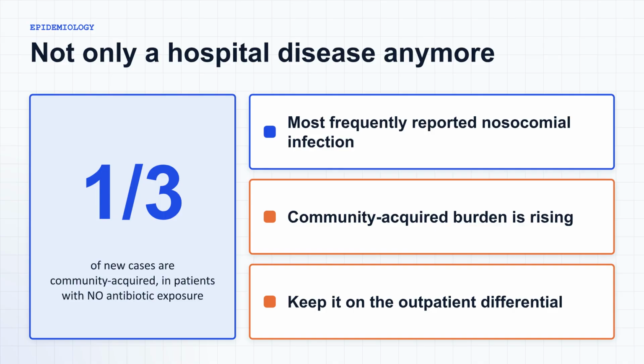Practically, that means an outpatient with new watery diarrhea and no antibiotic history can still have C. difficile. Keep it on your differential in clinic, not just on the wards. And do not let a young age talk you out of the diagnosis. Community-acquired cases occur in young healthy adults. Ask about antibiotics, then ask again about the last 3 months.